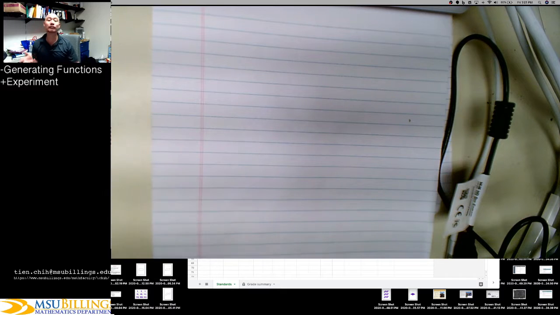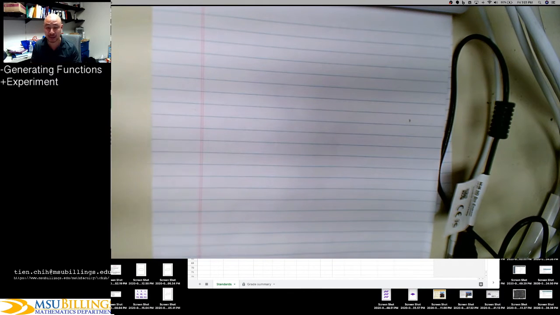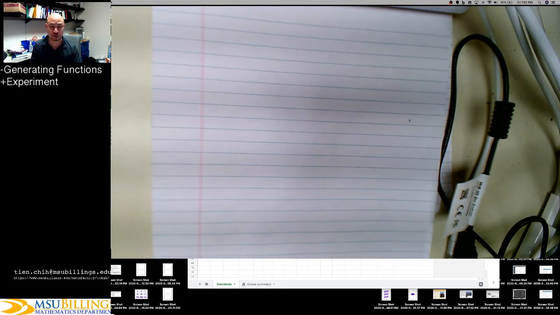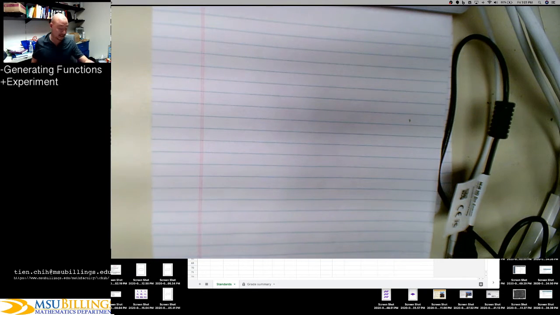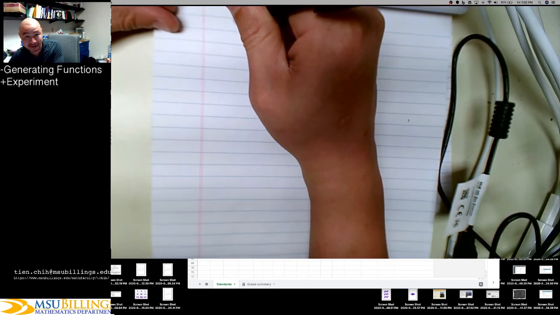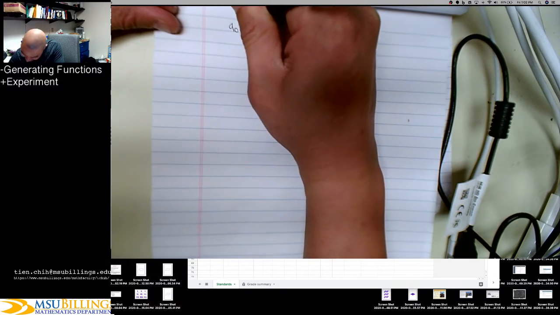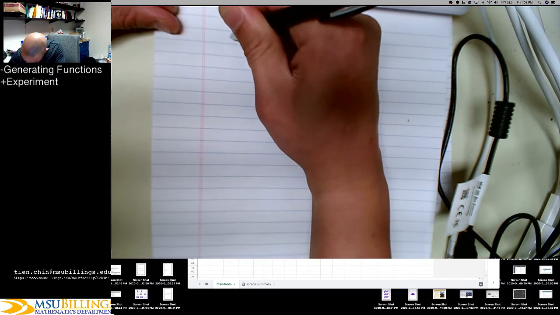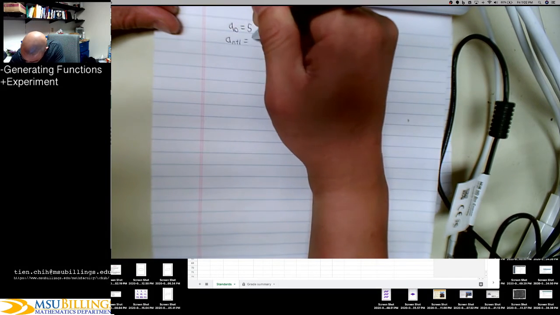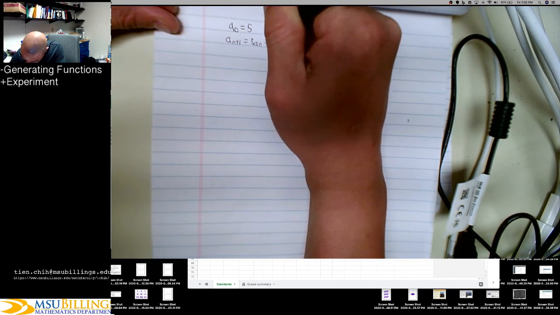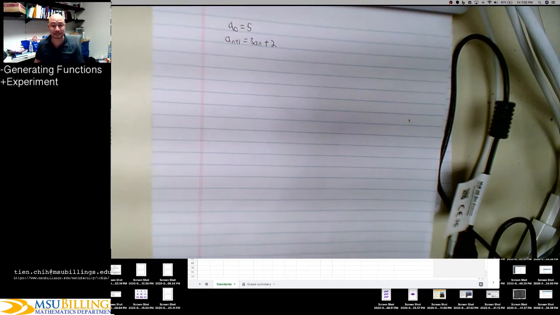But I did want to point out that while this is true, generating functions still allow us to get our hands around a far greater class of sequences and their closed forms than the techniques we've already had up to this point. So let's go ahead and write out a fairly straightforward recurrence relation. Let's say we have a sequence whose recurrence relation, let's say a naught is 5 and a sub n plus 1 is just 3 times a n plus 2, right?